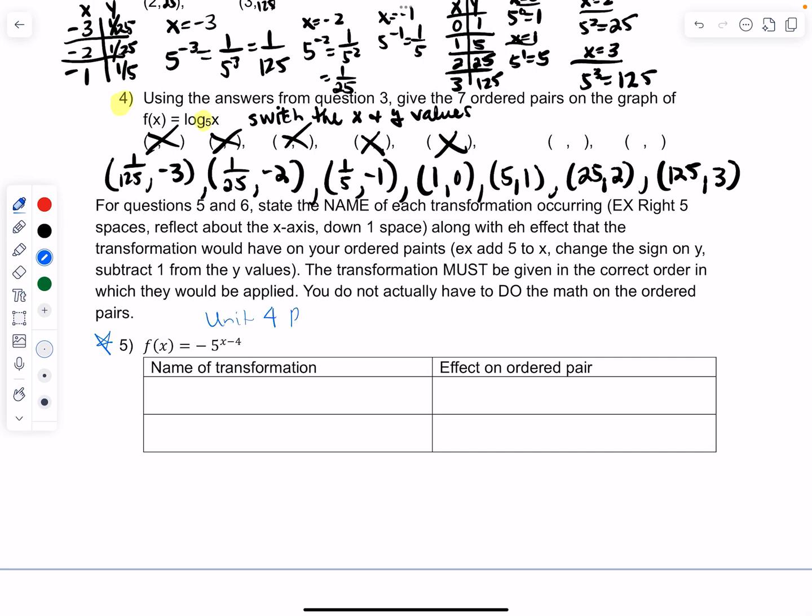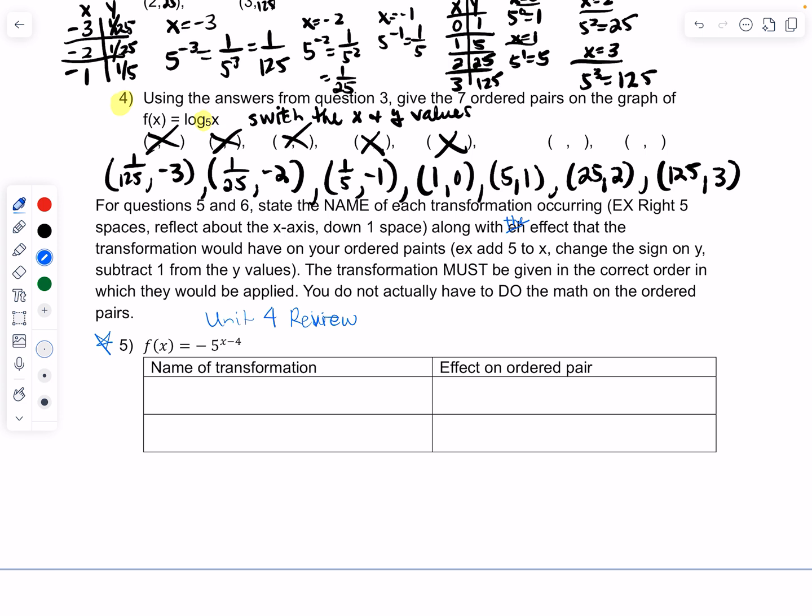All right, we're on the Unit 4 review, and I'm starting with question number 5. And number 5 says, for questions 5 and 6, state the name of each transformation occurring. Example, write 5 spaces. Reflect about the x-axis or down 1 space. Along with the, let's just say the effect that the transformation would have on your ordered pair.